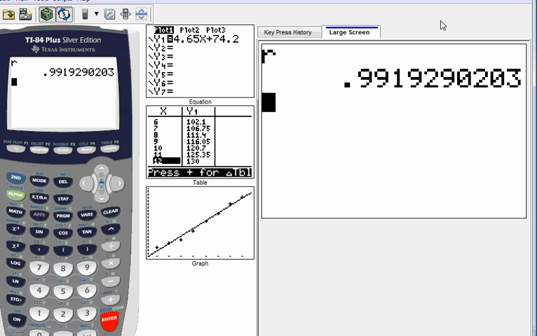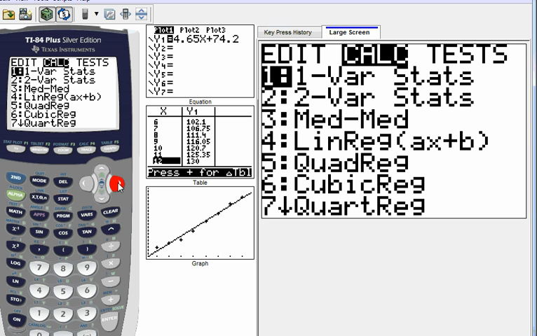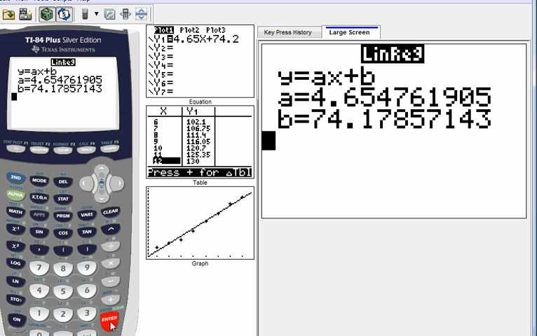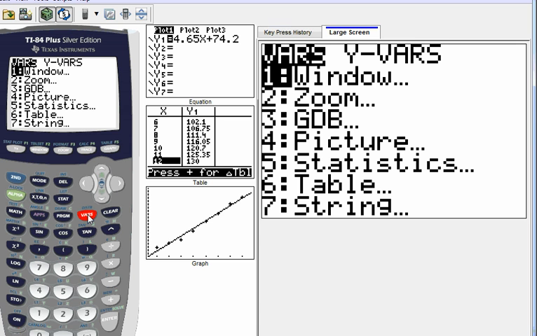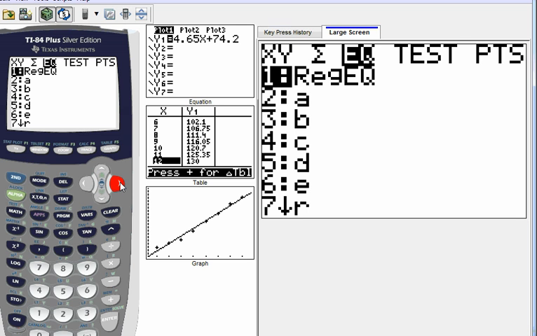I forgot where the R value is, but again, we need to calculate the linear regression, which is number 4. And here's where that R value is, or the correlation coefficient. You press the variables button, and then go down to stats, or number 5. Enter, over equation. And it's number 7 there. You see it there, that R. That's the correlation coefficient.